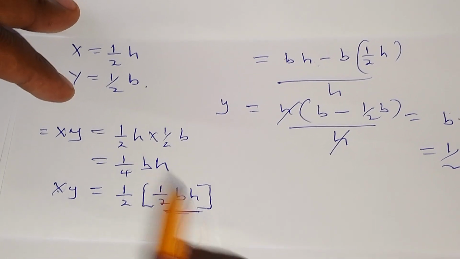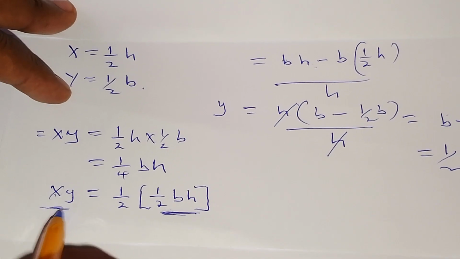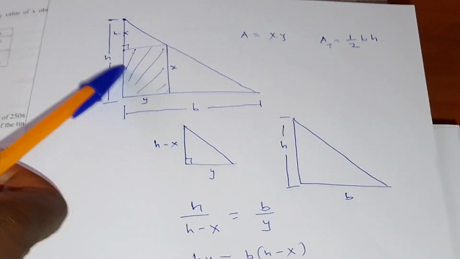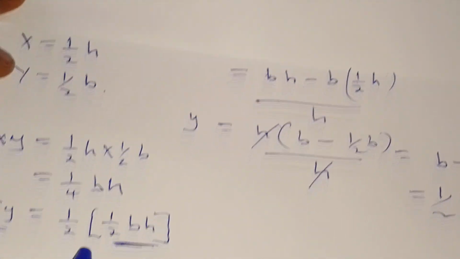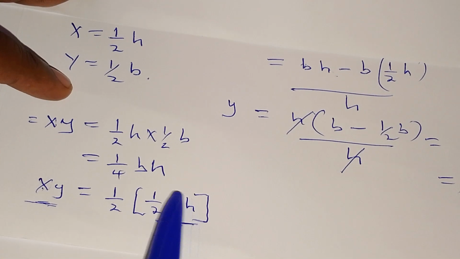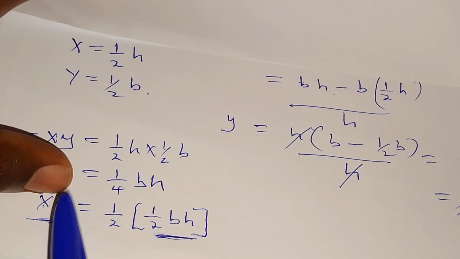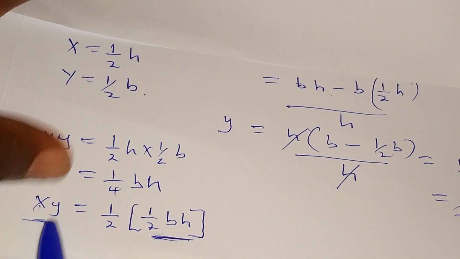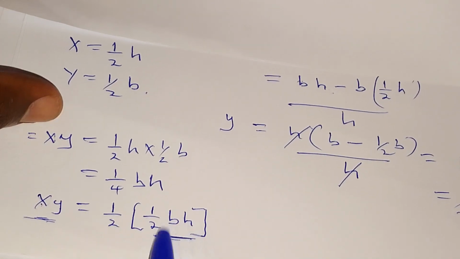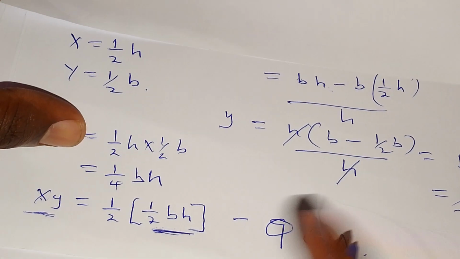So we can see that the area of a rectangle that is formed from this triangle up here is a half of the area of the triangle. So we've shown comfortably that the area of a rectangle that can maximally be formed from that triangle is a half the area of that triangle, and that is quite easily done.